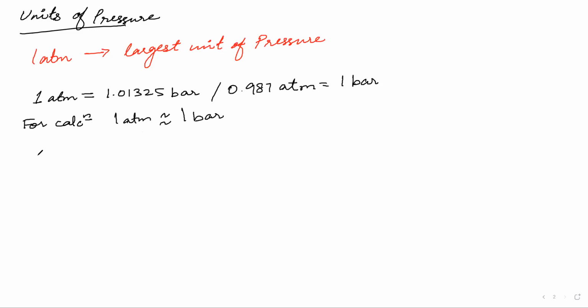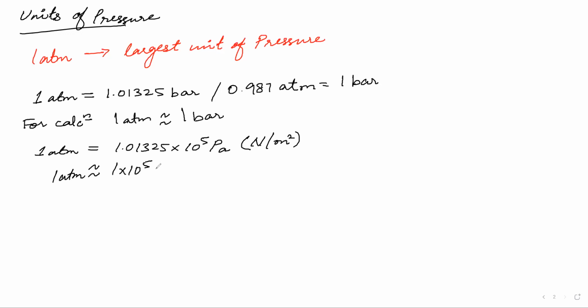Okay. Now the next one is Pascal. You must be remembering Pascal from your physics. 1 atm is equal to 1.01325 into 10 to the power 5 Pascal. Pascal is the SI unit, right? It is Newton per meter square. For calculation, we will use 1 atm is equal to 1 into 10 to the power 5 Pascal.